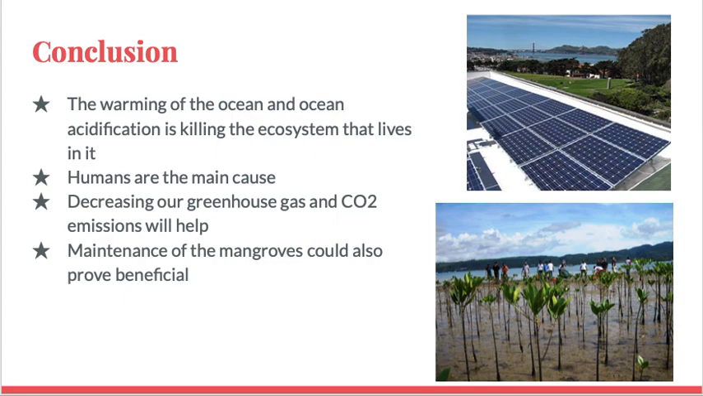Studies show that mangroves and seagrass beds can possibly help with ocean acidification, but that is only part of the battle against ocean acidification. The main thing that us humans can do is decrease our greenhouse gas and CO2 emissions.